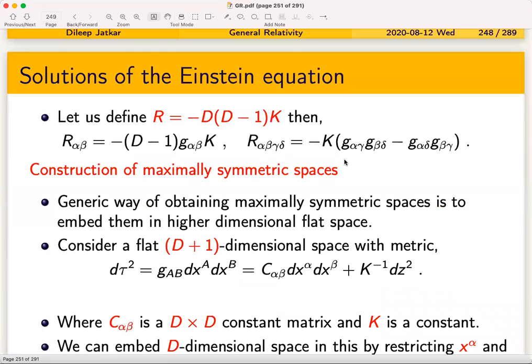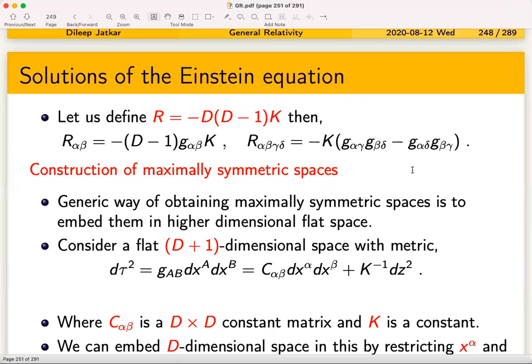Okay, these kind of spaces are called maximally symmetric spaces, and these maximally symmetric spaces have d into d plus 1 by 2 number of isometries. That is the largest number of isometries that any space could have in d space dimensions.